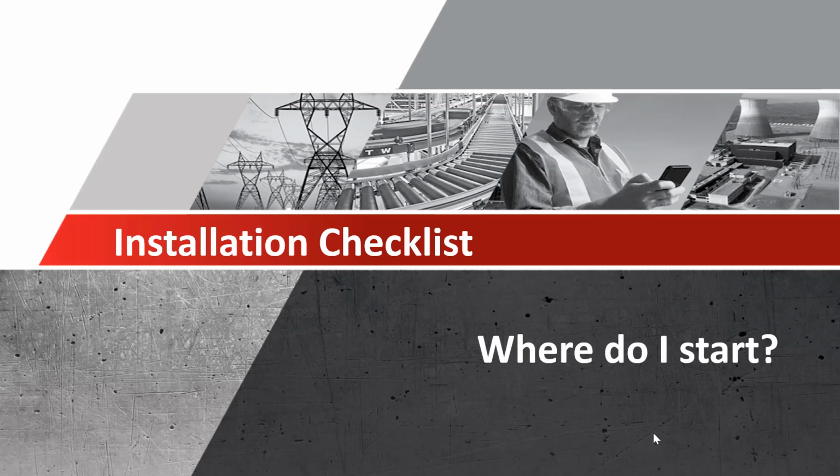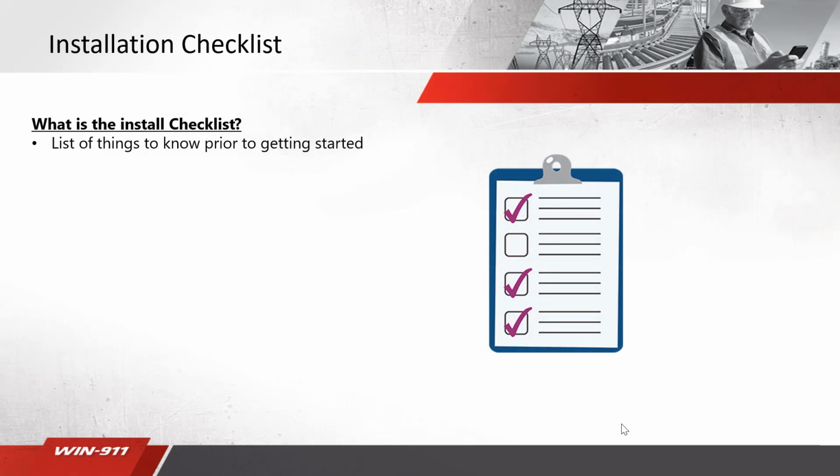This document was released in March of 2019 to help you understand where you start with Win 911. This checklist is a general list of things you need to know, including information about your general configuration, your SCADA, and your notifier specific configuration.